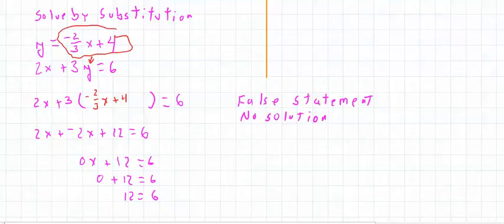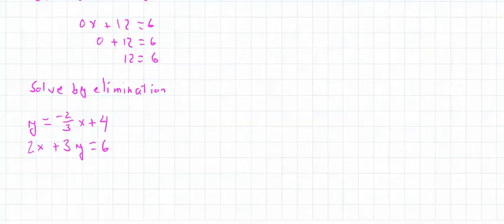And it's false because the x canceled and we have two numbers that aren't equal. Okay? If the x doesn't cancel, there will be an answer. All right, let's look at solving by elimination. All right, let's start solving. First of all, I'm going to multiply this by 3. This is going to stay the same.